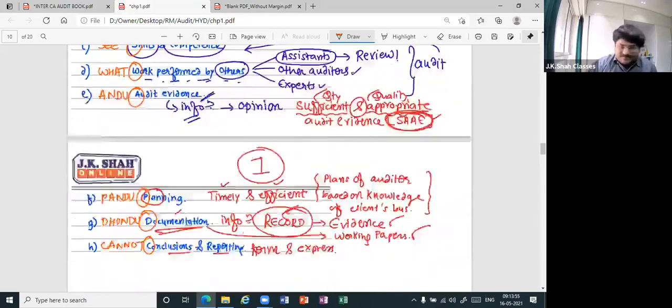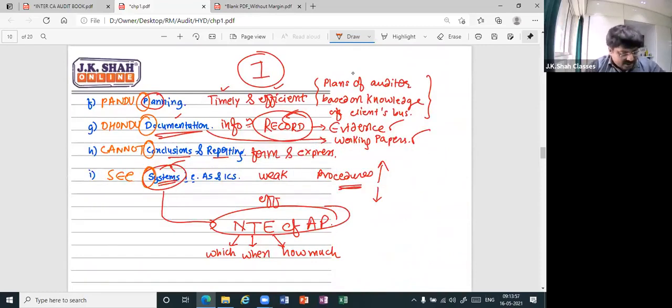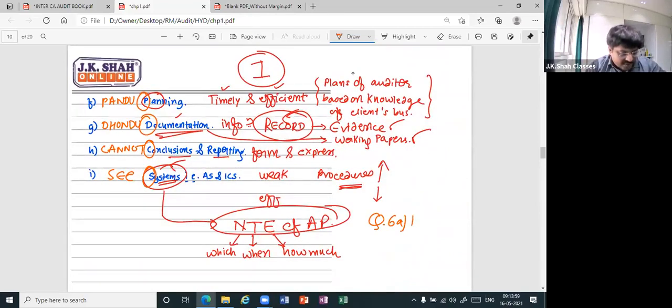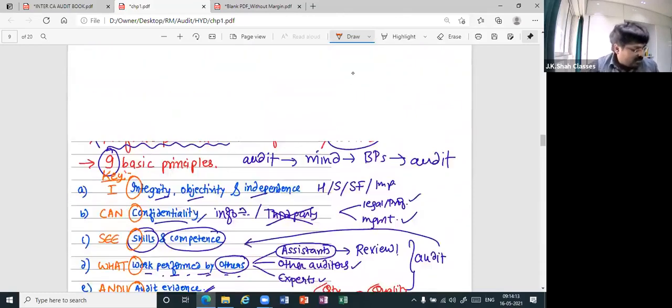Now, supposing in the examination you get a question: Question 6A. What are the basic principles governing an audit? Again, with pencil, what should you do? Just write this much, Andu Pandu. Trust me, other things you will remember. But you should write like this, Andu Pandu. That's more than enough. All cool?